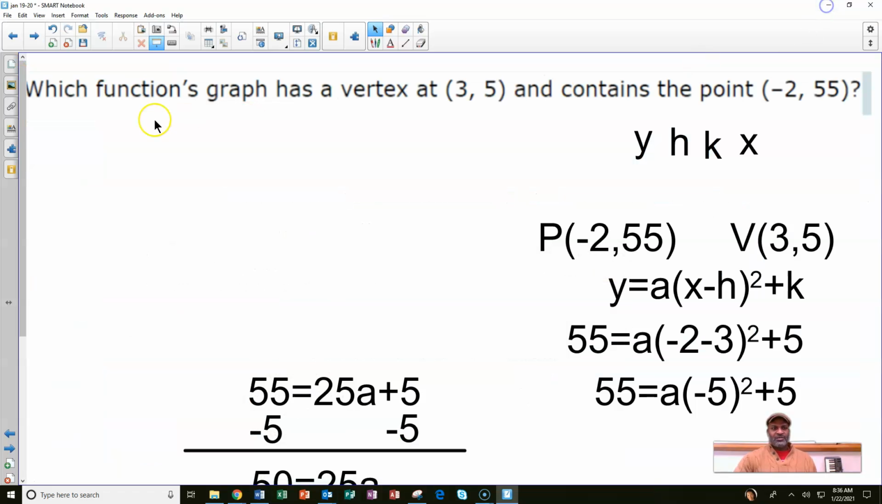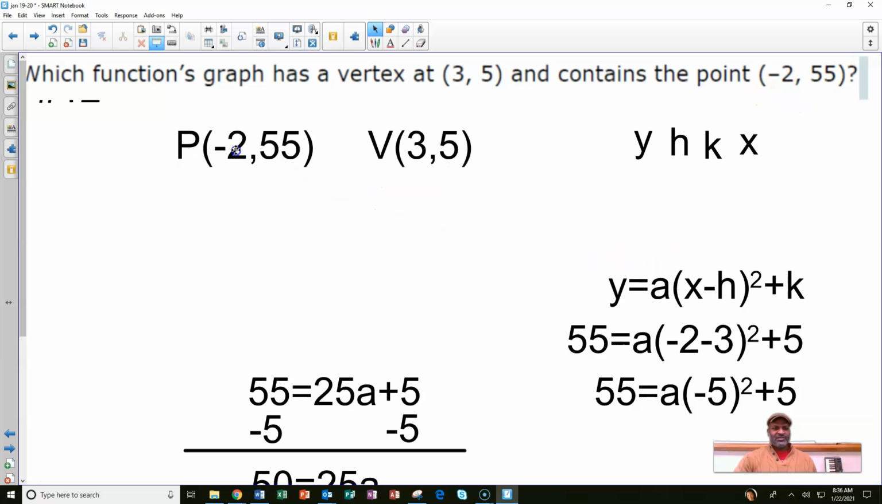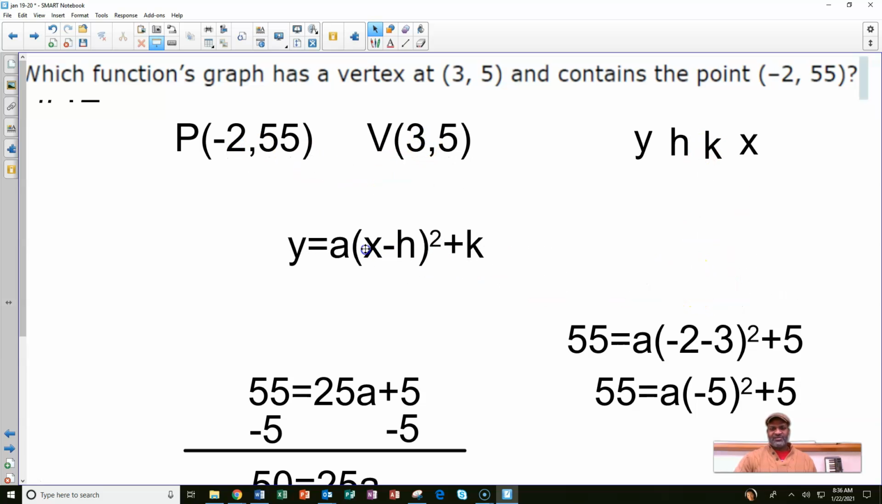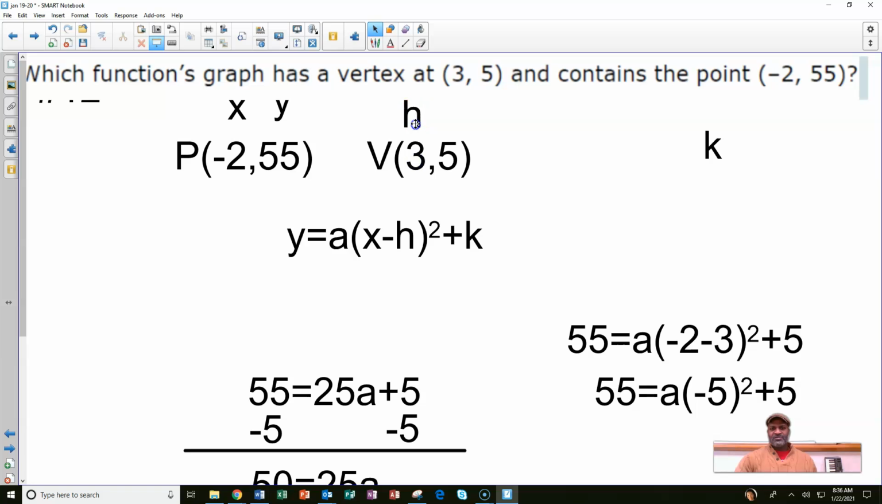So we're looking for a graph that has a vertex of (3, 5) and contains the point (-2, 55). So here's the point, (-2, 55), and here's the vertex, (3, 5). We'll need the vertex form, and it helps if you label the points too. The point gives us the x and the y value. The vertex gives us the horizontal shift, or the h value, and the vertical shift, the k value. That's what the vertex gives you.